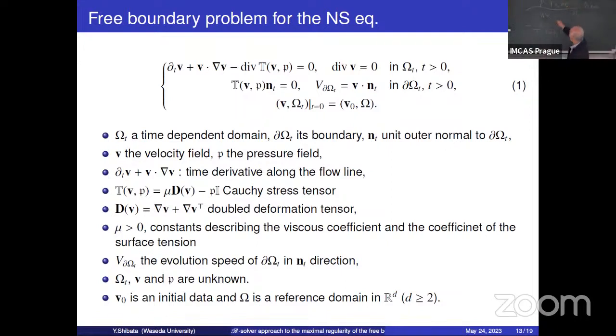Of course, you could put in the surface tension, gravity, forces, and so on, but it's a quite difficult problem to solve. So for simplicity, it's 0. Right?